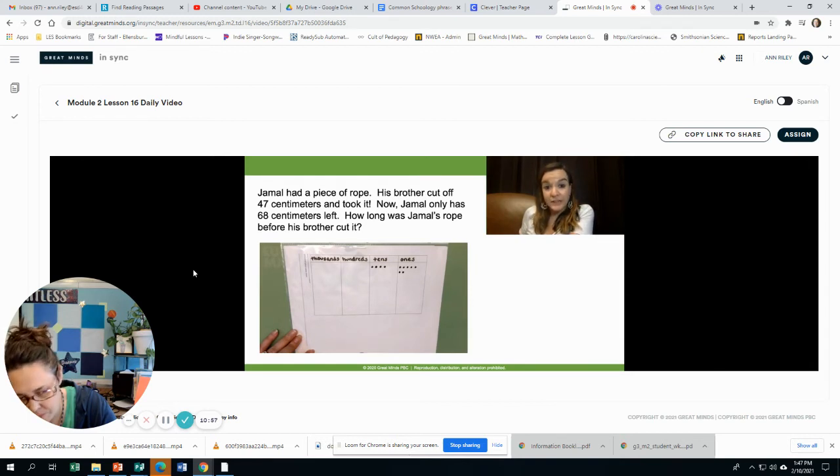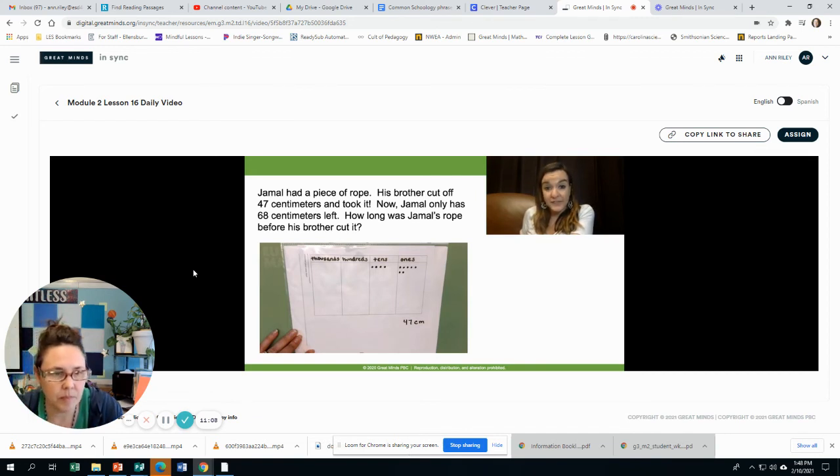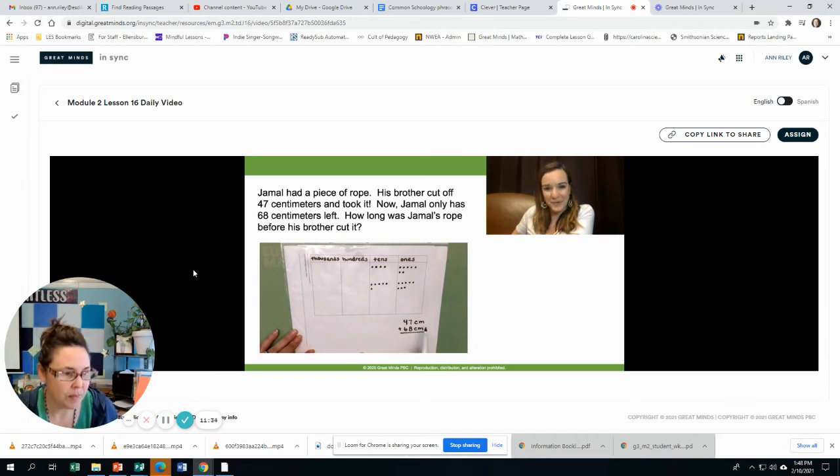Let's also write our problem vertically as we work through it. 47 centimeters. Now we need to represent the amount that Jamal has left, 68 centimeters. Go ahead and pause the video and represent 68 centimeters on your chip model. All right, pause it and represent. Go ahead and check your work against my work. Notice how I'm representing my chips in 5-group formation. That's going to make bundling much easier for us. Notice that I also recorded my addition symbol and 68 centimeters in my written form.